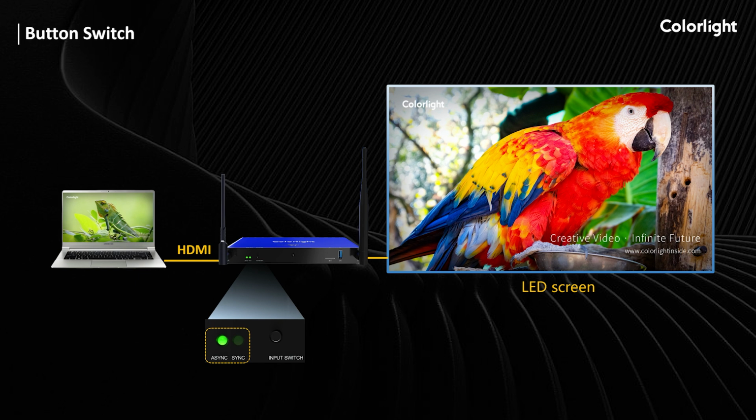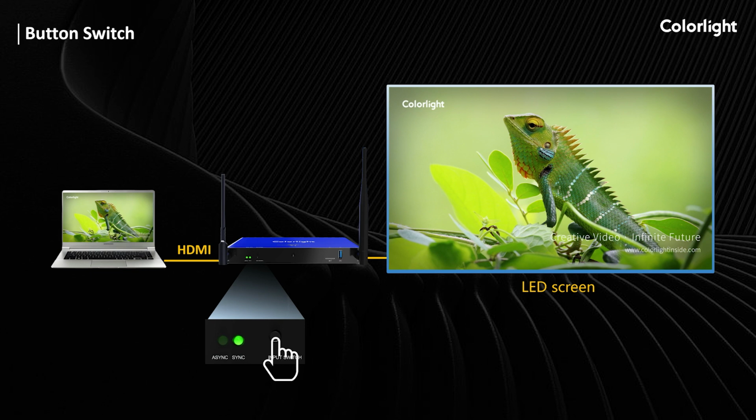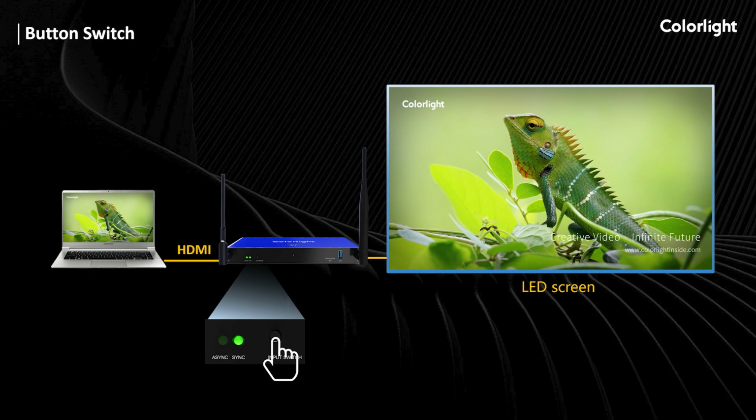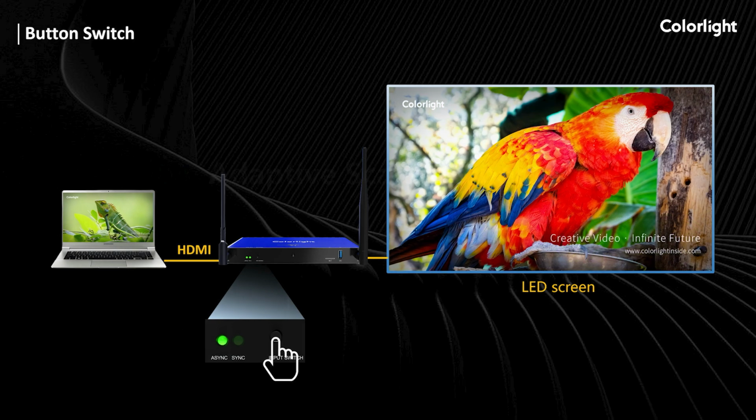When the device is in async mode, the indicator above async will light up. Press input switch. When the device is in sync mode, the indicator above sync will light up. When there's an input for HDMI in, press input switch to sync mode. If the operation fails, check if there's an input for HDMI in. Press input switch again to switch to async mode.